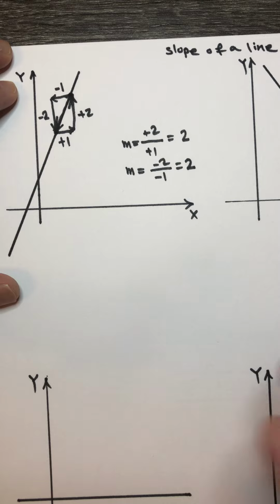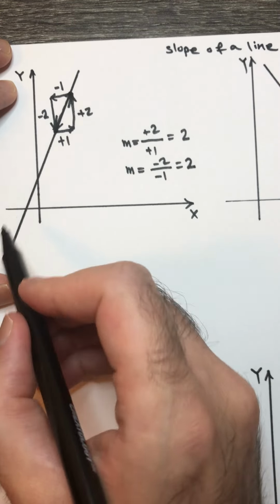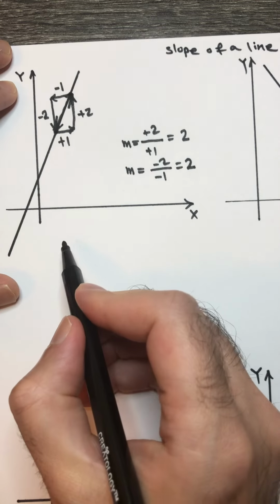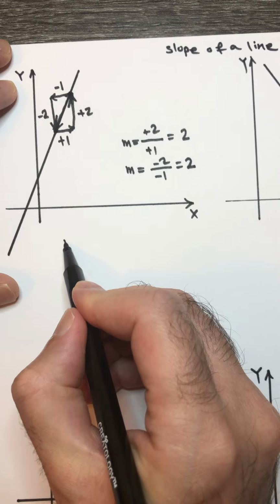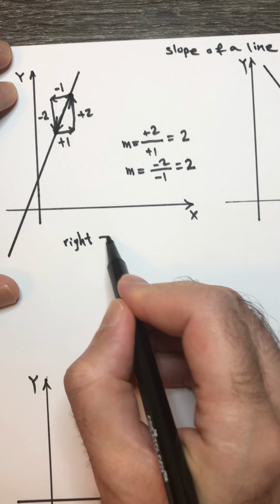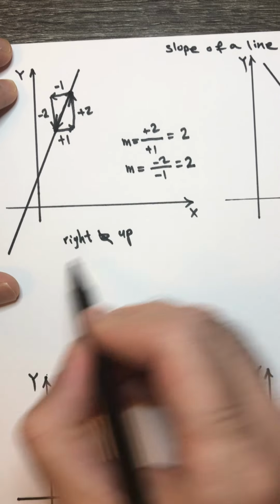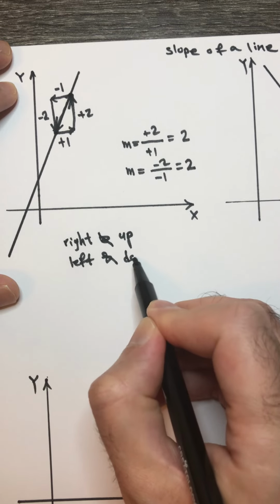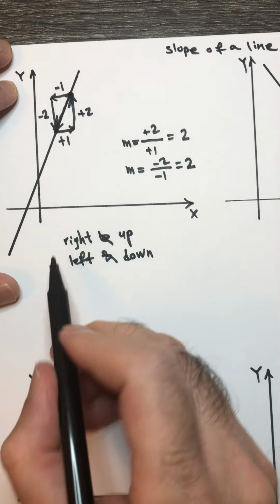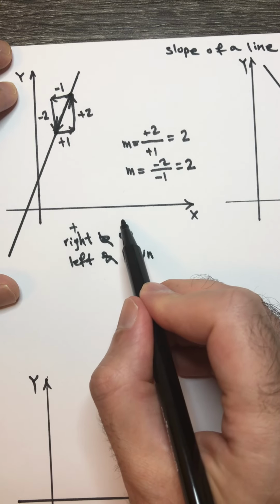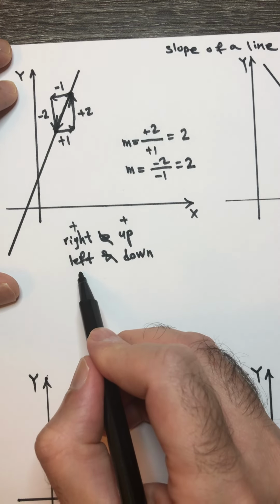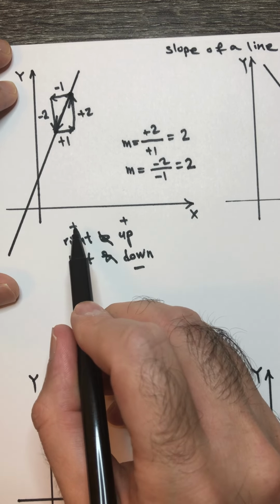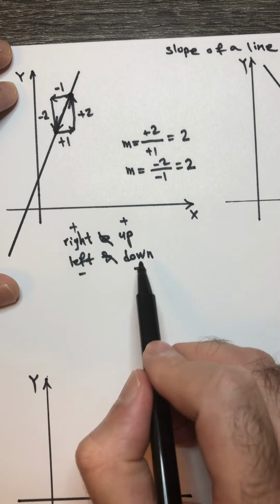So in short, if the slope of a line is positive and we move from a point to a point, we always either go right and up, or left and down. We said right is positive, up is positive, and left is negative, down is negative. So the movement is always either both positive or both negative.